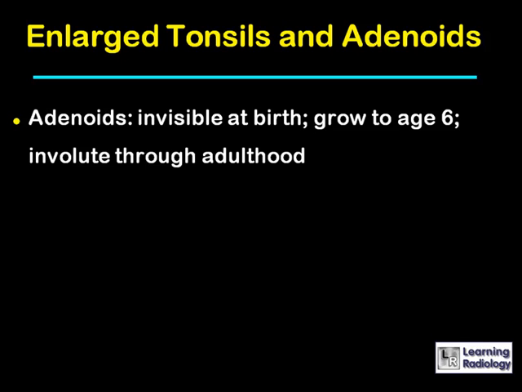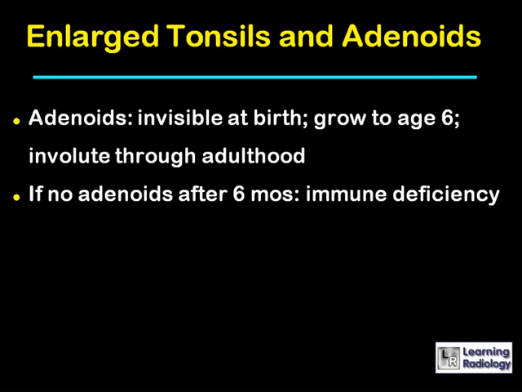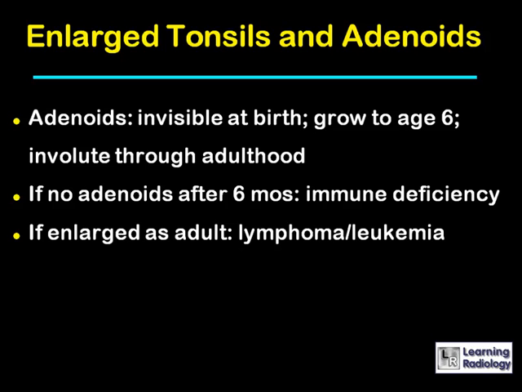The adenoids are usually invisible at birth. They then grow slowly through age 6 and then slowly involute through adulthood. If there is no adenoidal tissue present after the age of 6 months, then you should think of the possibility of an immune deficiency. If the adenoids are enlarged in an adult, then you should think of the possibility of lymphoma or leukemia.